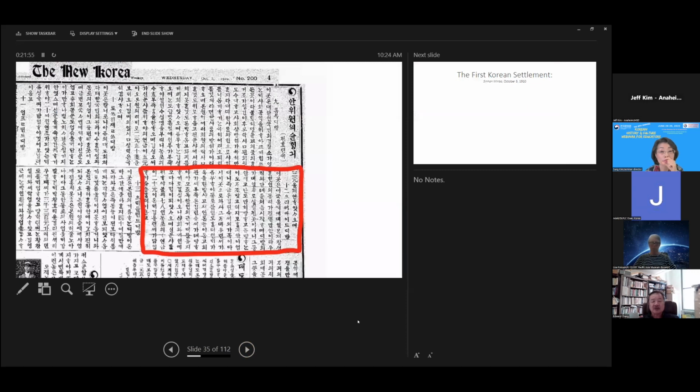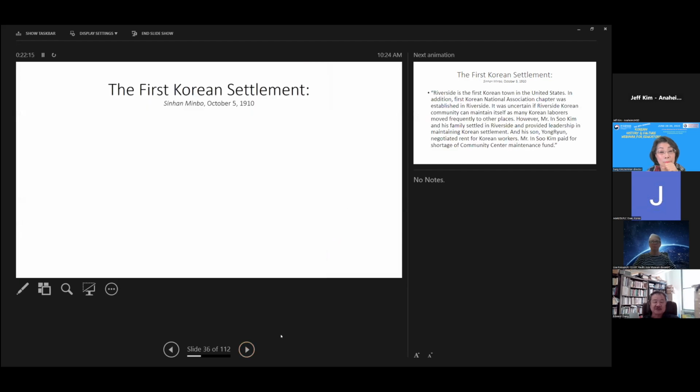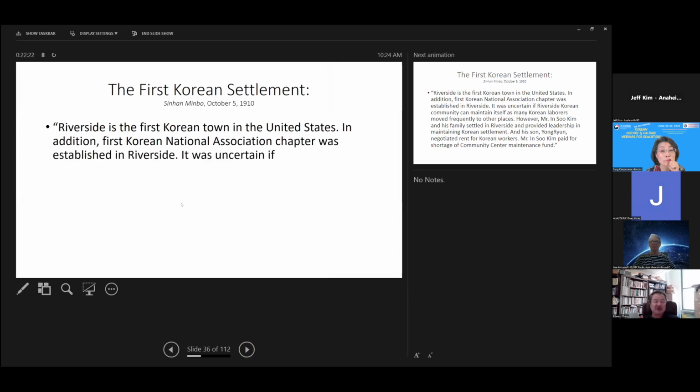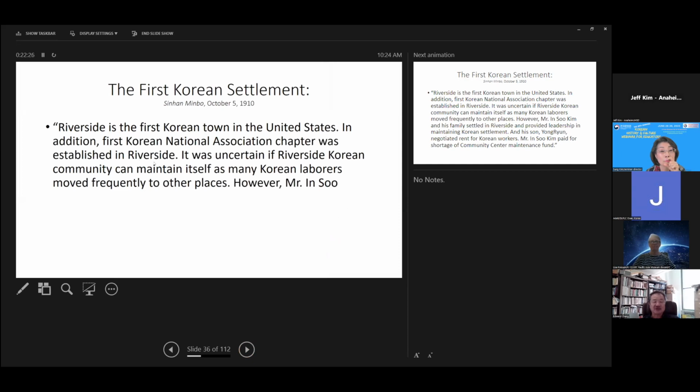And the Sinminbo, the New Korea, a paper published by the Korean National Association, reported on October 5th, 1910. When I found this article, I was so jubilant because it says, Riverside is the first Koreatown in the United States. That's what it says in the newspaper. And the first Korean National Association chapter was also established in Riverside.